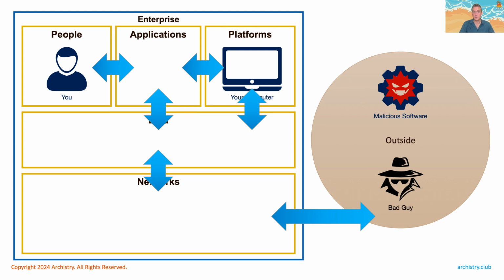So people use applications. Applications are hosted by platforms. Applications transform data. Platforms store and process data. Data is transferred by the networks, and networks connect us to the outside world. So those are some of the fundamental relationships that we need to worry about.